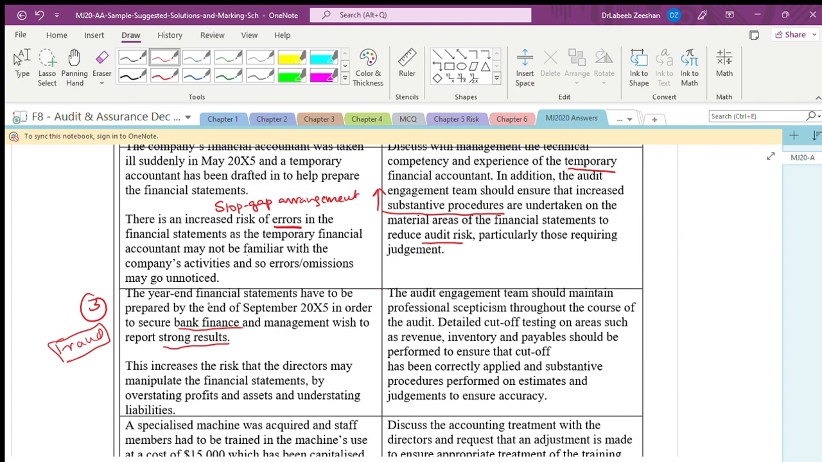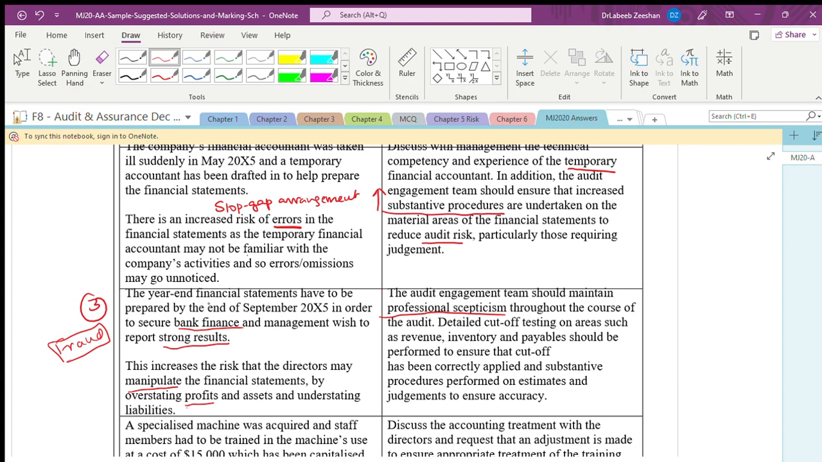Maybe they have written here on the right hand side: the increased risk that the directors may manipulate the financial statements, just because they want to increase the profits. This is not the case at all. The audit engagement team should maintain professional skepticism throughout the course of the audit.